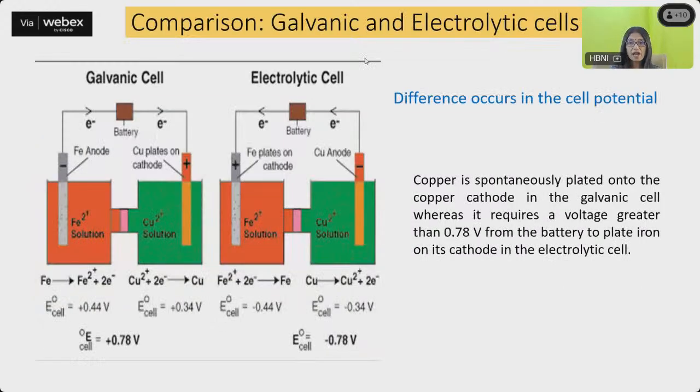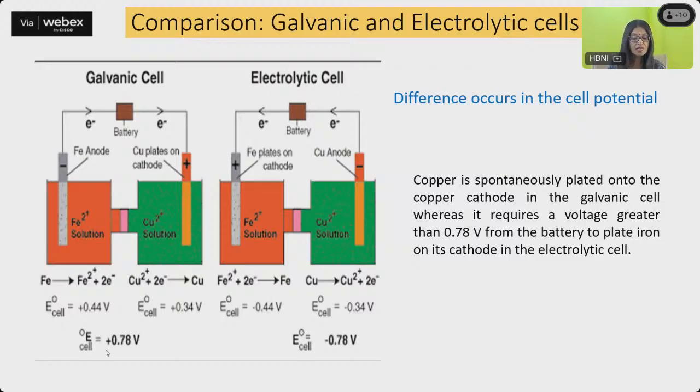So now let's compare a galvanic and an electrolytic cell. In the case of a galvanic cell, what you see over here is that copper is spontaneously plated onto the copper cathode. But whenever you have an electrolytic cell, the reaction is going to happen the other way.